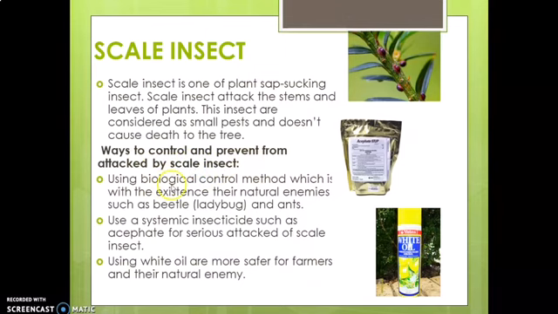There are ways to control and prevent attacks by scale insect. First is using the biological control method, which is with their existing natural enemies such as beetles and ants. Second, use a systemic insecticide such as acephate for serious attacks of scale insect.